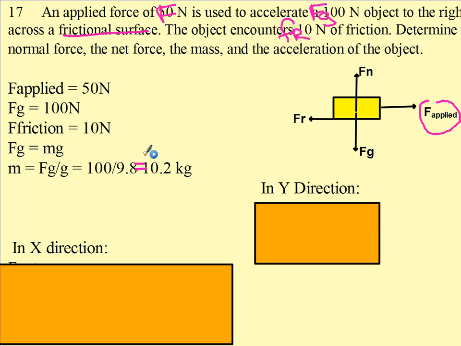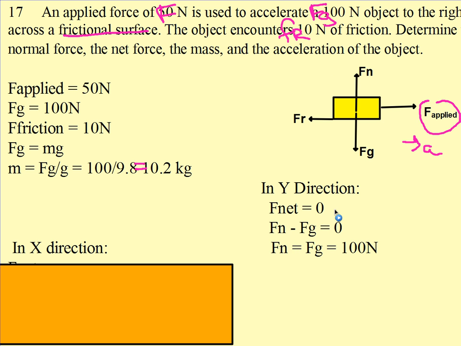Now we need to apply Newton's law in x and y. This is accelerating to the right. In the y direction, it's not accelerating at all. So in the y direction, F net is 0. The only forces acting in y are Fn, positive, minus Fg, negative, and that has to equal 0. So the normal force equals Fg, which is 100 newtons.